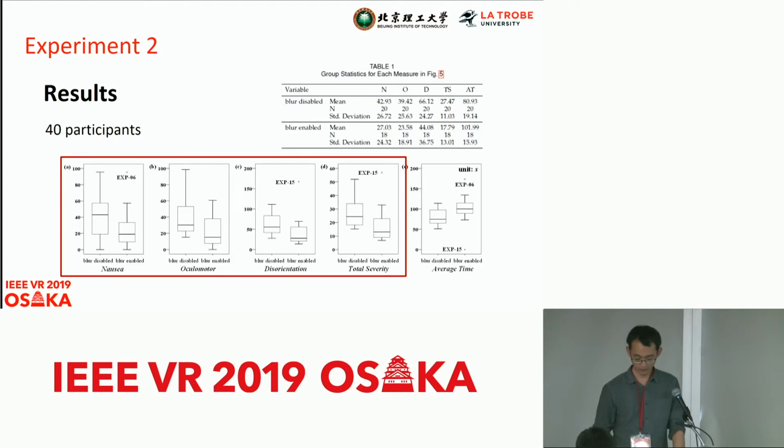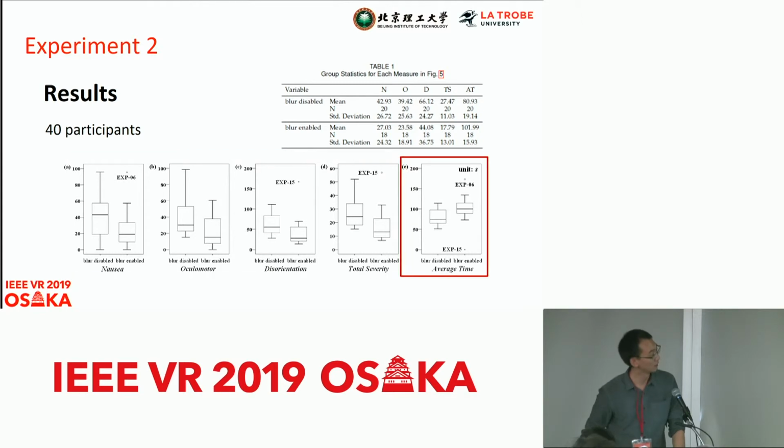Here shows the result of the data collected from the 40 participants. It can be observed that after applying our method, there are decreases in nausea, oculomotor, disorientation, and the total severity. Participants in the experimental condition suffer from less severity of symptoms than those in the control condition. But there is an increase in the average completion time.